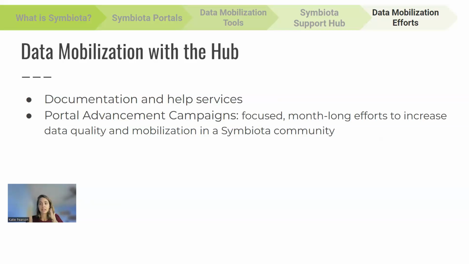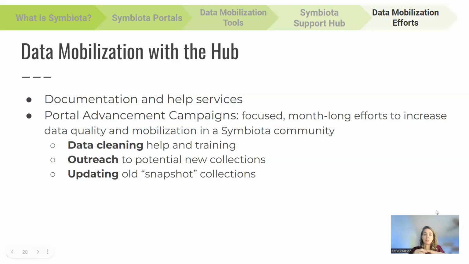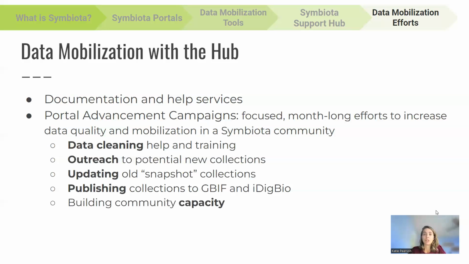One way we've been doing this is through focused portal advancement campaigns. So these are dedicated month-long efforts to increase the data quality, mobilization, and just availability of data in a Symbiota community. So we provide in these campaigns data cleaning help and training for those curators. We do outreach to potential new collections. We update old snapshot collections. So if there's copies of data that have gotten a little bit stale, we try to update those. We try to get collections publishing to GBIF and to iDigBio. And we try to build community capacity.